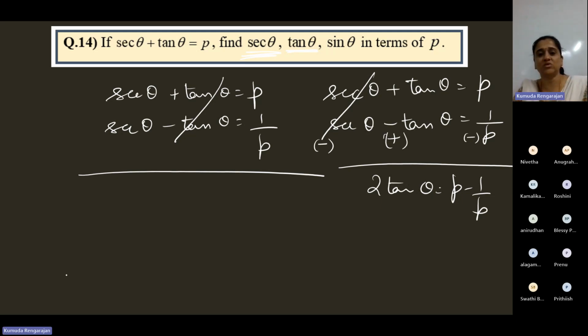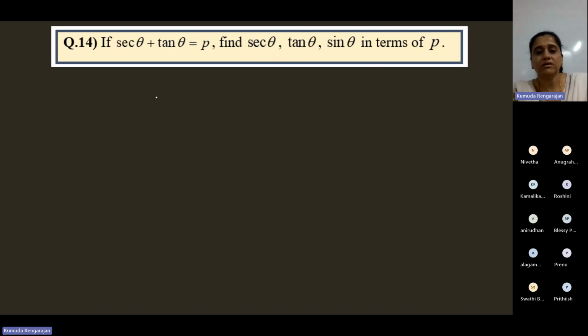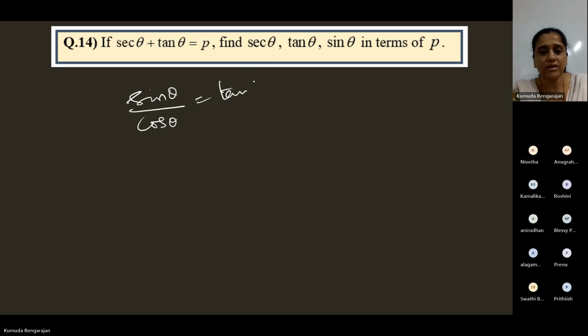So now you found the first two, secant theta and tan theta value you found. Now sine theta you can find using a right triangle. Or, sine theta by cos theta is tan theta, right? Forgotten that? Sine theta by cos theta is tan theta. So sine theta is equal to what? Tan theta into cos theta, right?